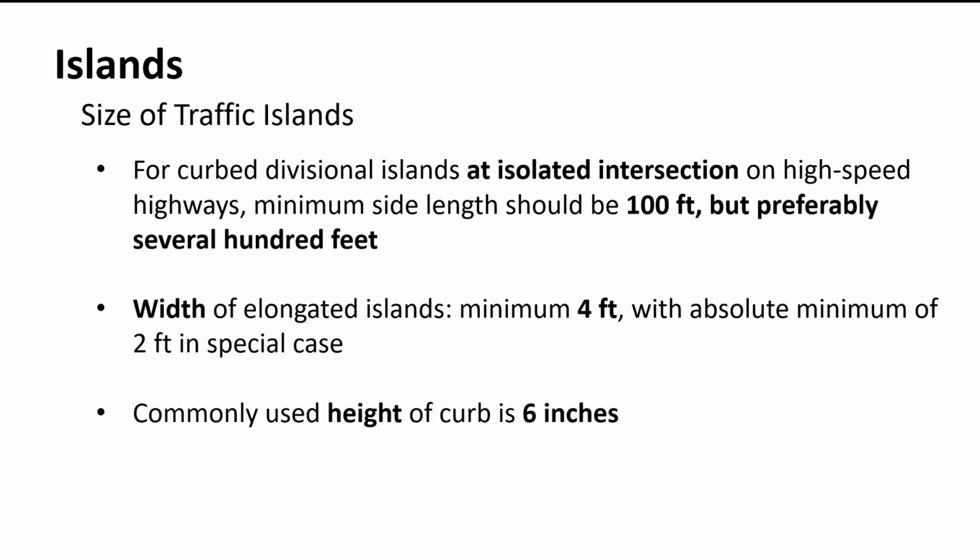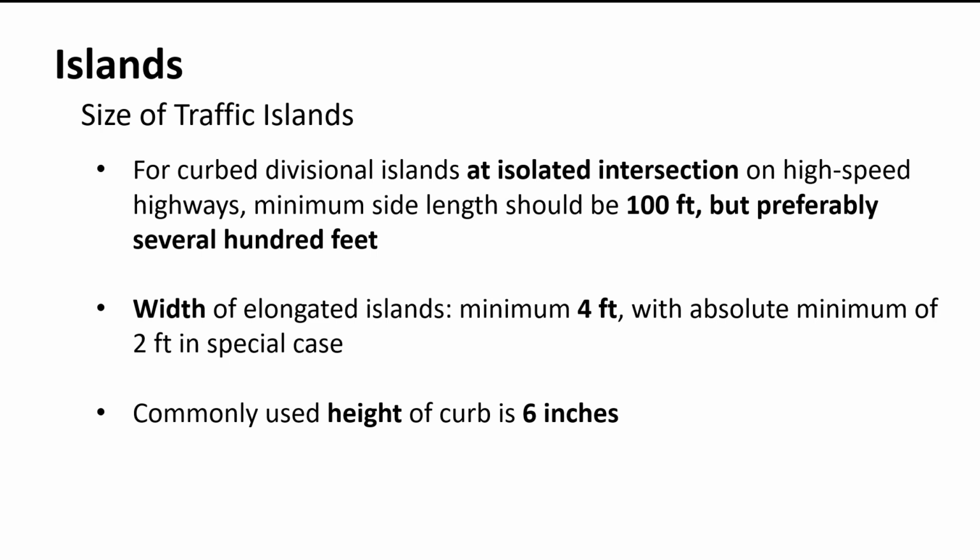We had curved islands where we were building islands. Often we use those divisional islands on isolated intersections on high-speed highways. And we were talking about the minimum side length should be about 100 feet, but preferably more than that, right? So the minimum would be 100. Again, that's for conspicuity. We want to be able to see it. It has to be evident to drivers as they approach for safety. So out in a rural, isolated high-speed highway area, you're going to need to have a larger island to make sure people can see it.